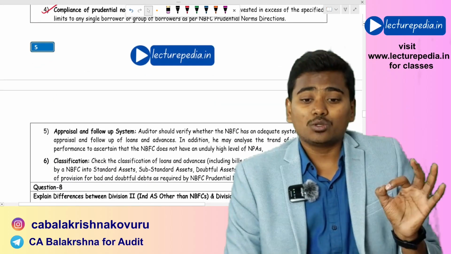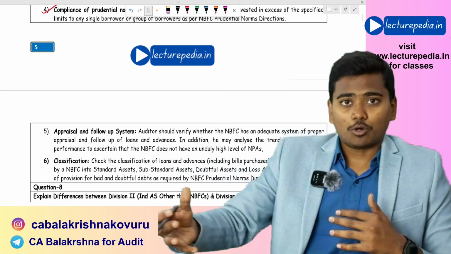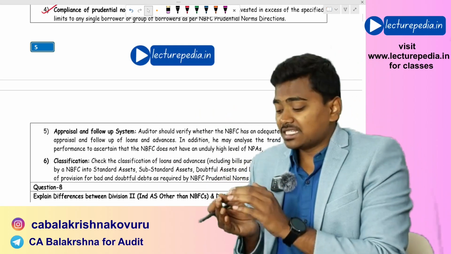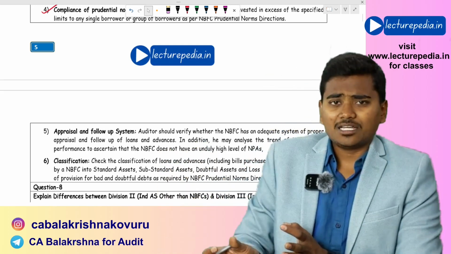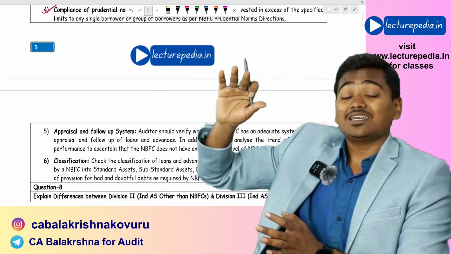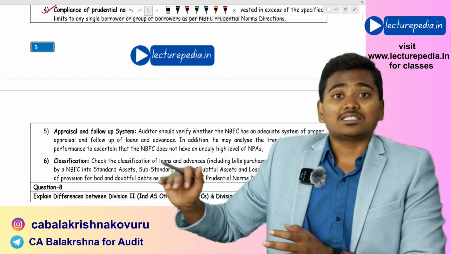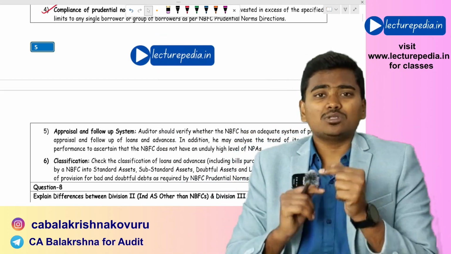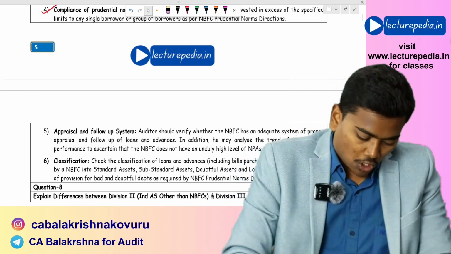And there should be a regular follow-up system, like you need to regularly check the creditworthiness of the borrower. You need to regularly follow up the value of the security that has been given. In case the value decreases, let's say if they have given any land or any other shares, not the NBFC's shares, as security, then the value of shares in the stock market might be reducing. In that case you should ask that particular borrower to refill the security. So there should be a continuous follow-up system. Whether that follow-up system is present or not has to be verified by the auditor.